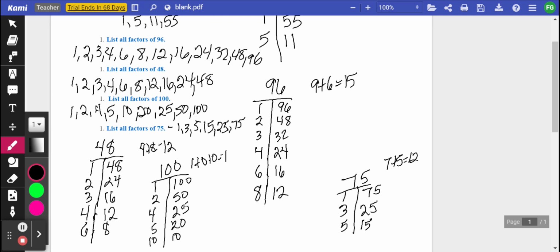And then for the last one, 75, we have 1 and 75, 3 and 25, and 5 and 15. Remember, on those numbers that are odd, you don't need to go through every single number. You only need to check the odd factors because odd numbers only have odd numbers as factors.